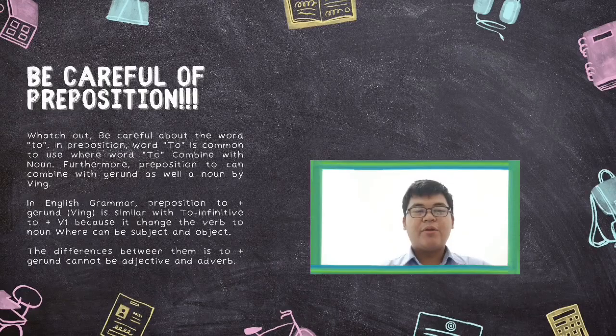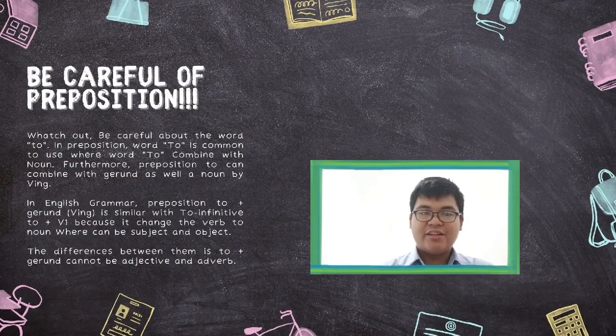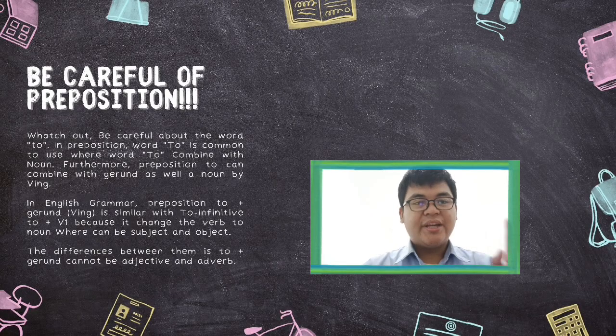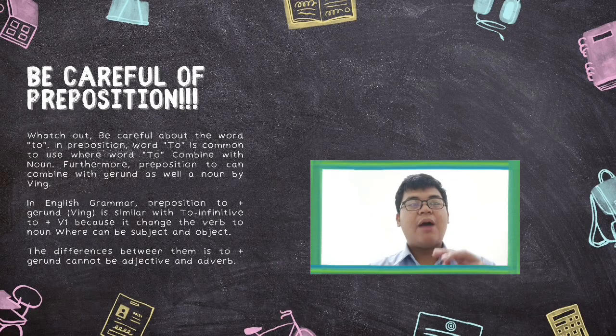Alright, but your material is not ended yet. Do you remember what I have said before about preposition? Right, preposition has a to that is similar to infinitive, but to infinitive is only to plus verb 1, while the preposition is to and noun. And because of this, I want to warn you to be careful of preposition, where the preposition can contain a gerund.